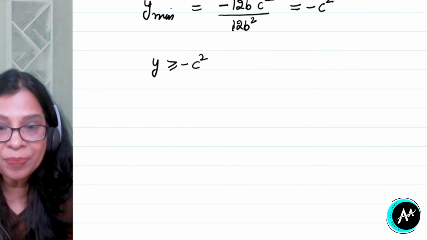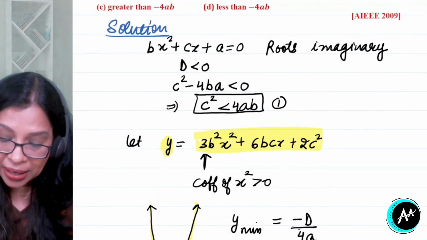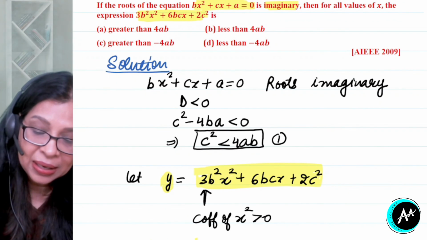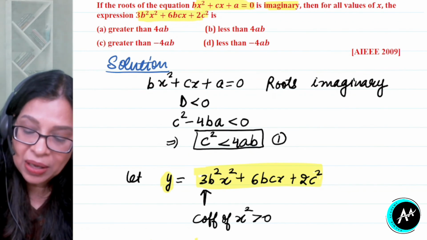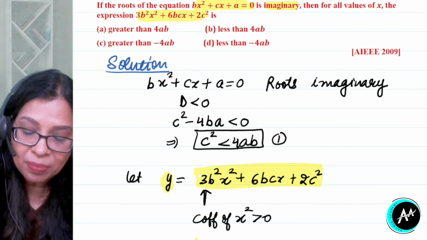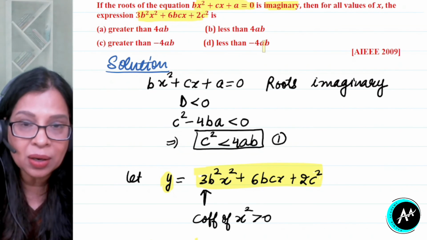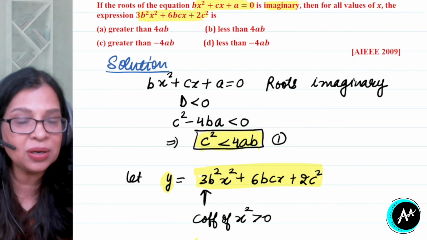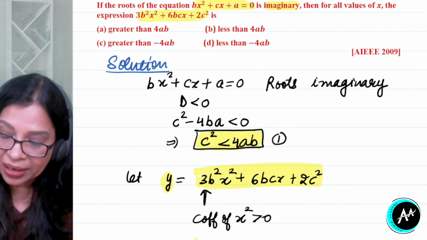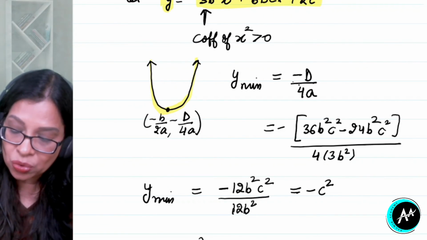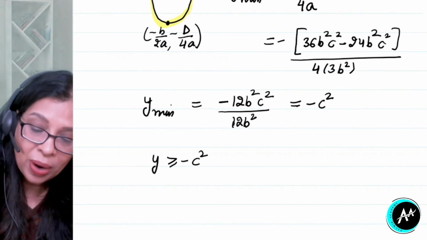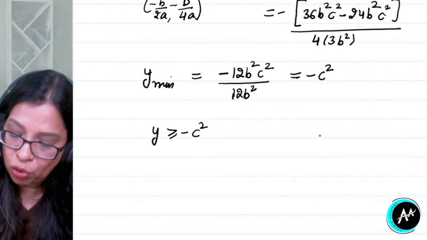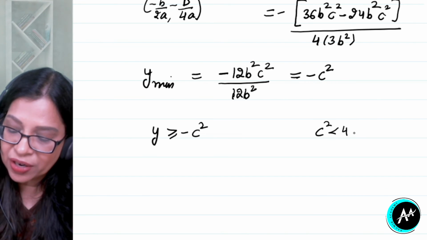अब ऑप्शन में आप देखो, आपको बताना है ये क्वाड्रेटिक एक्सप्रेशन मतलब y ए बी की टर्म्स में बताना है कि whether it is greater than 4ab, less than 4ab, greater than minus 4ab, minus 4ab. Now this is going to help us. We have this condition that c square is strictly less than 4ab. Let us use it over here. So what do I have? I have c square is strictly less than 4ab. See, I have this condition.